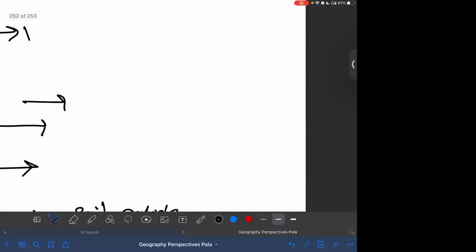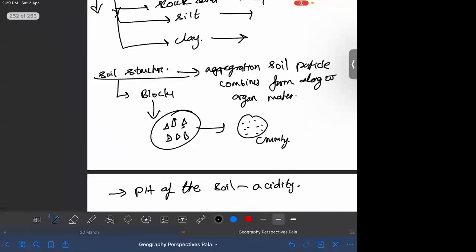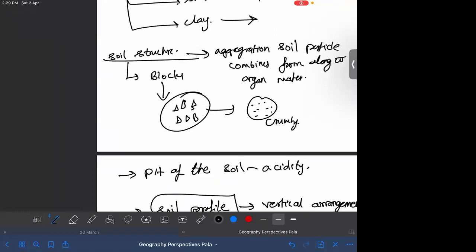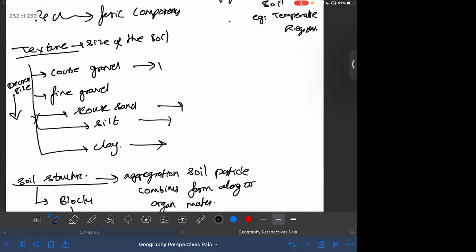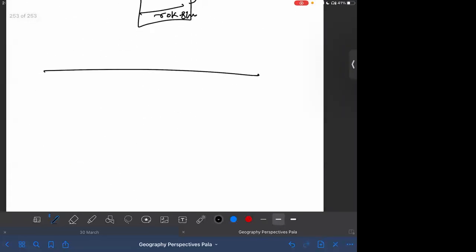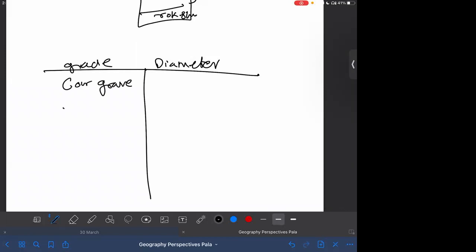Now after that, write a few words about the soil texture. Soil texture refers to the size of the soil particles. A few facts about that, just for understanding purposes, may not be asked in the exam directly. Coarse gravel, fine gravel, so that is one category.